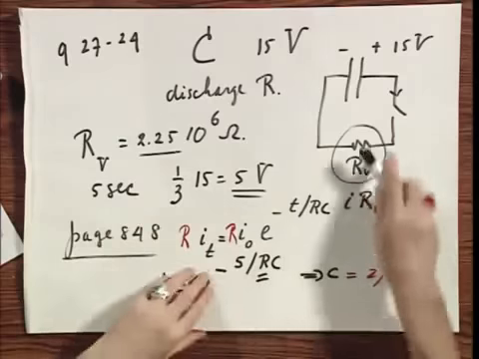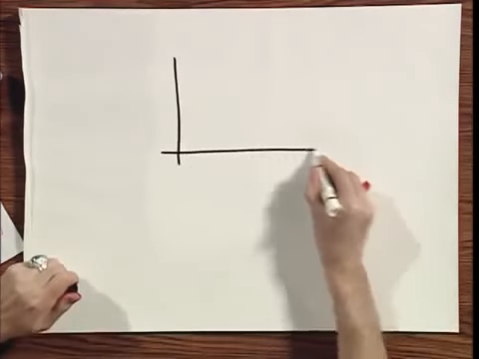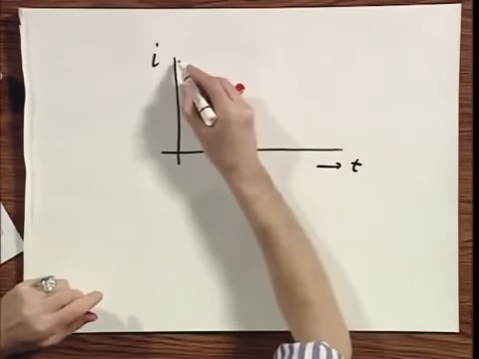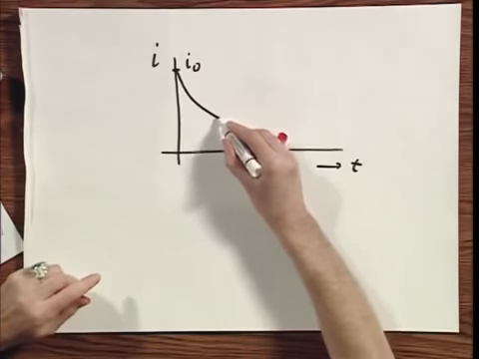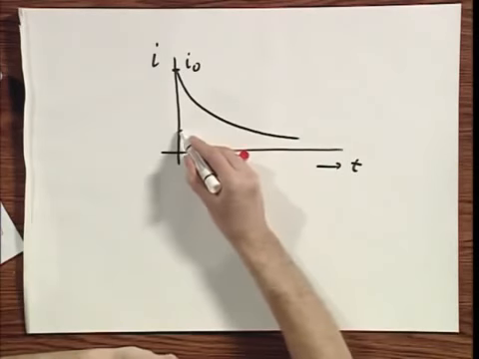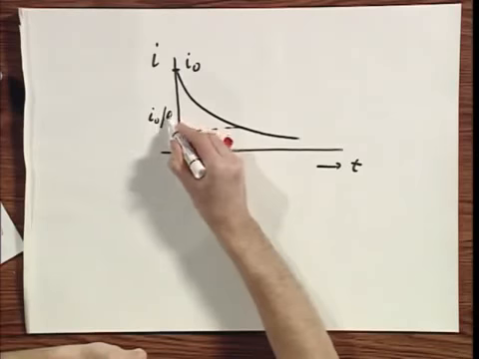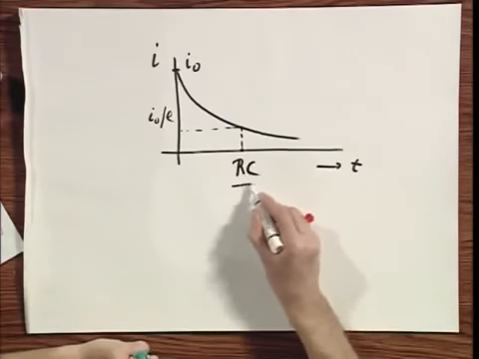If you make a curve of the current as a function of time, that would look like this. This is the current, this is the time. You start off with some current I0, and it discharges in exponential fashion, and by the time it is down to I0 over e, which is somewhere here, the time t equals RC. That's why it's often called the RC time of the circuit.